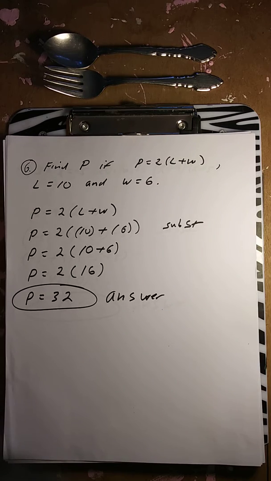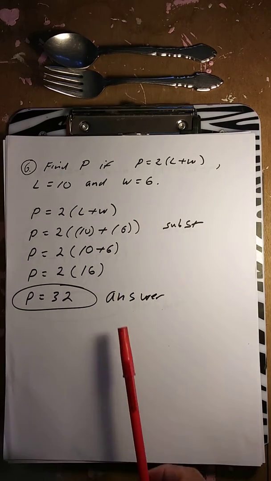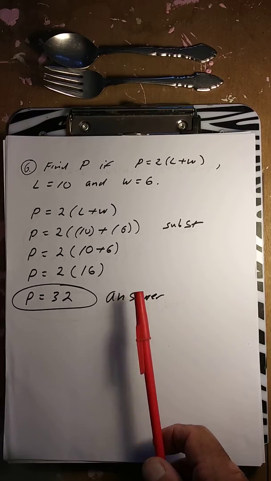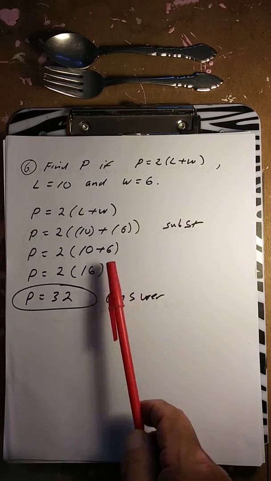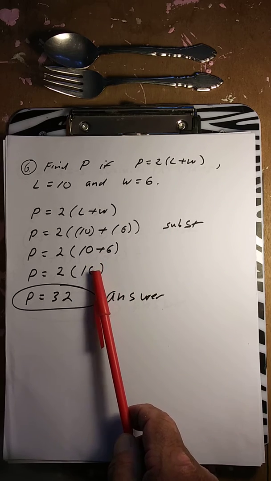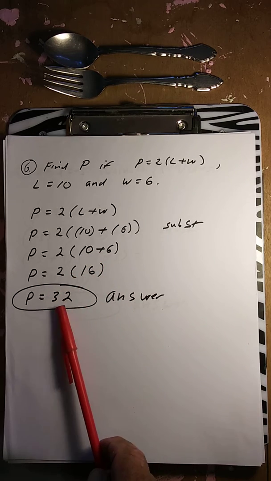Find P if P equals 2 parentheses L plus W. L is 10, W is 6. So we're going to put these numbers in there. P equals 2 times L, which is 10 and 6. And 10 and 6 is 16 times 2. And that's going to give you a 32.